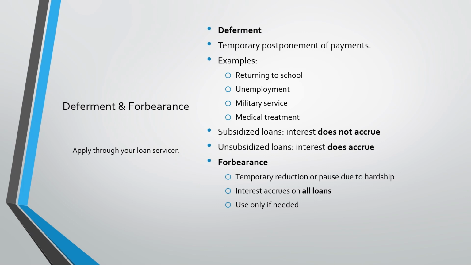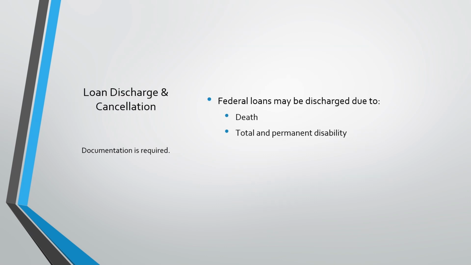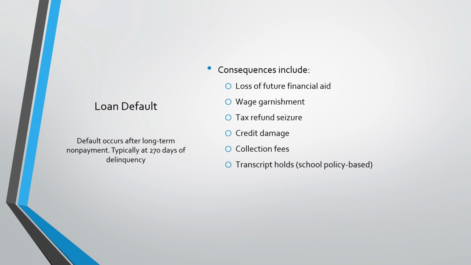Federal loans may be discharged in cases of death or total and permanent disability. Documentation is required. Default occurs after long-term non-payment and can result in serious consequences, including loss of future financial aid, wage garnishment, tax refund seizure, credit damage, and collection fees.